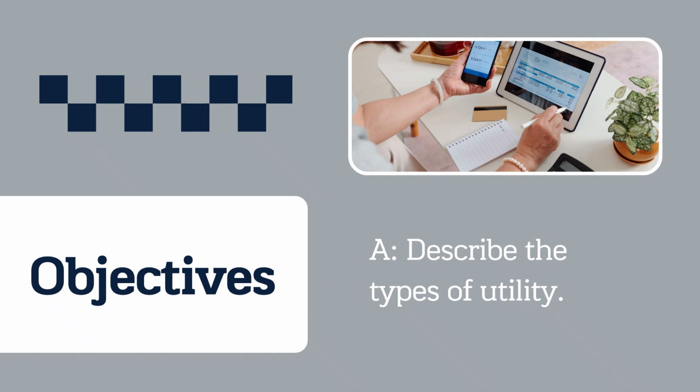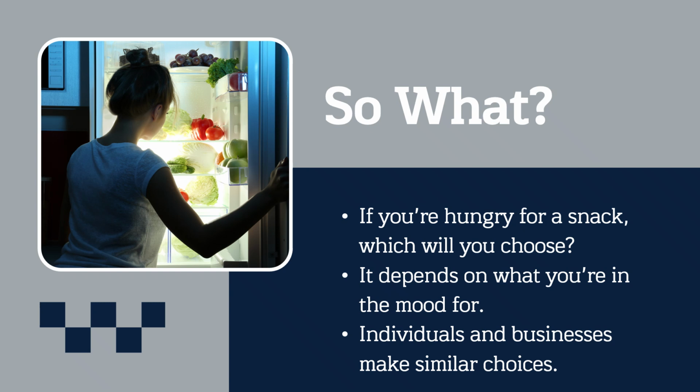Now, as far as the types of utility, you might be wondering, so what? Why is this important? If you're hungry and you go to the kitchen for a snack, what do you choose to snack on? It's going to depend on what you're in the mood for. Certain foods will have more utility for your snacking appetite. Individuals and businesses have to make similar choices when it comes to utility.